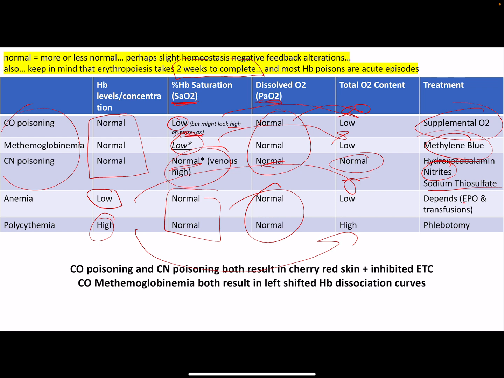What if I have anemia? Well, give somebody erythropoietin and they can make more red blood cells. Or you can just give them a transfusion. What if you have too much blood? Just do a phlebotomy, take some of that out.